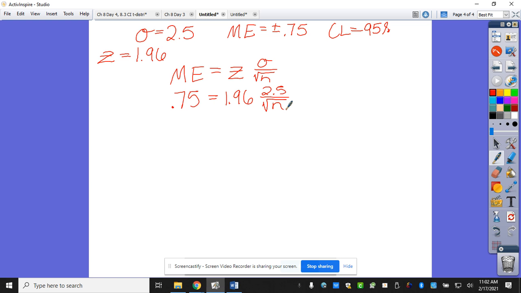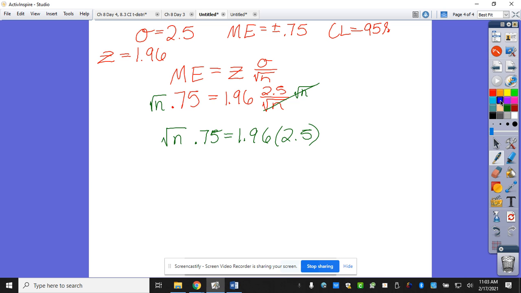It is a whole lot easier if you never type in a single number until the very, very end. Otherwise, you're going to be typing in rounding, typing in rounding, typing in rounding, and it's going to be a lot of work. So we're going to do the algebra without plugging anything in. So going back to the steps we just did, what do I do first? Times square root of n, so I get it on both sides. So here cancels out. So right now I have square root of n times 0.75 equals 1.96 times 2.5.